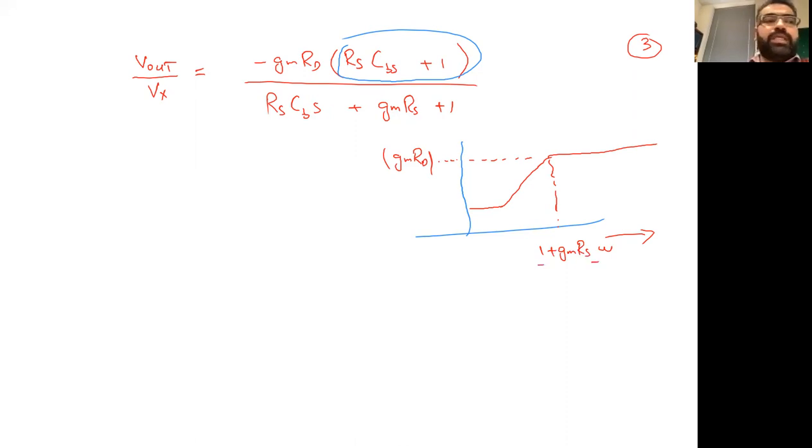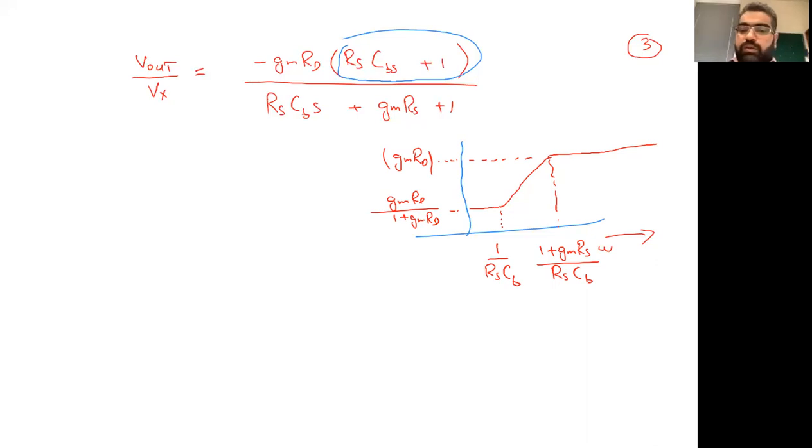This thing, this is 1 plus GMRC divided by RS times CB. अगर ओमेगा या जो S की वैल्यू, ओमेगा की वैल्यू ये होगी, then the gain will be equal to GMRD. But at this point, whenever my omega is equal to 1 over RSCB, if you just want to plug in, you can just plug in this thing here. Your value of a gain will be GMRD divided by 1 plus GMRD. So it's telling us very nice info. It's basically RS, not RD.